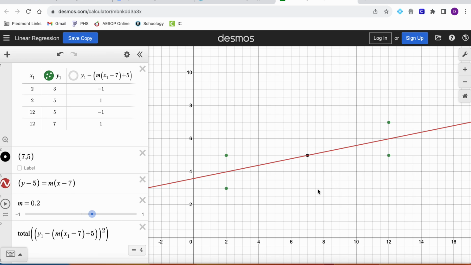So feel free to take this Desmos link that you have, and you can get in and modify it and play with it, and hopefully it'll help you get a little better understanding of what we mean by the residual process.